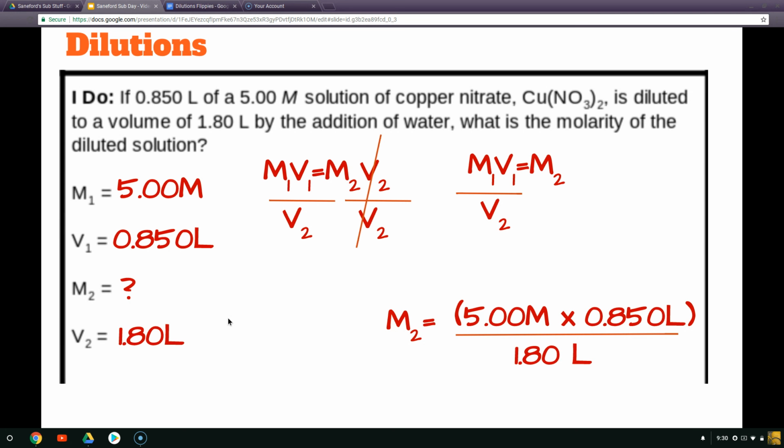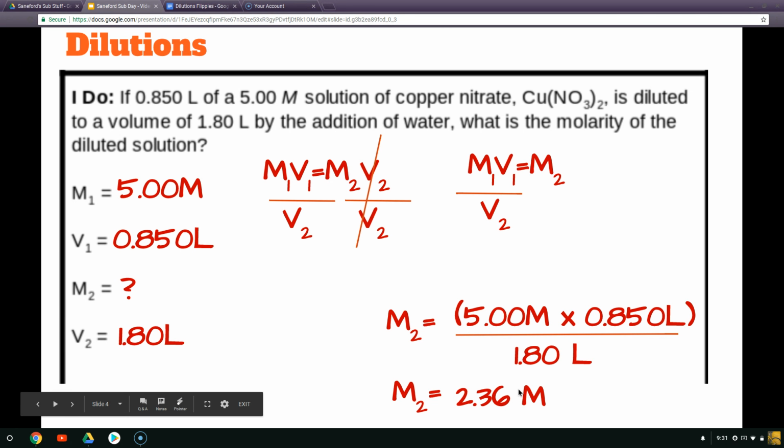So we do the multiplication first, and then the division, and we're going to find out that equals 2.36 molar. So if we were to take this 0.85 liters of 5 molar copper nitrate and dilute it with water up to 1.8 liters, the new molarity would be 2.36.